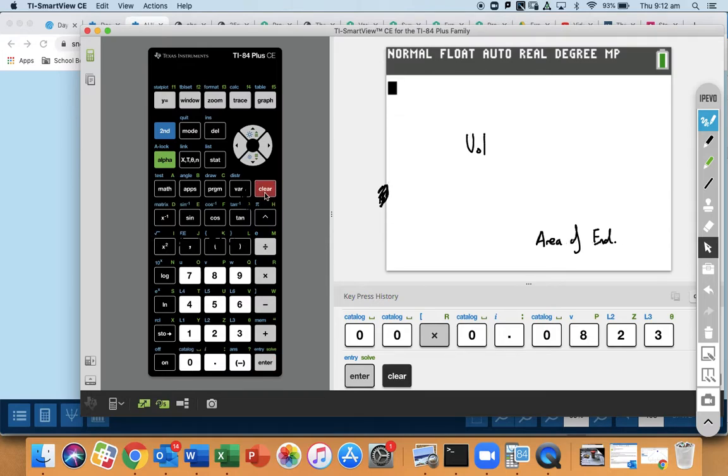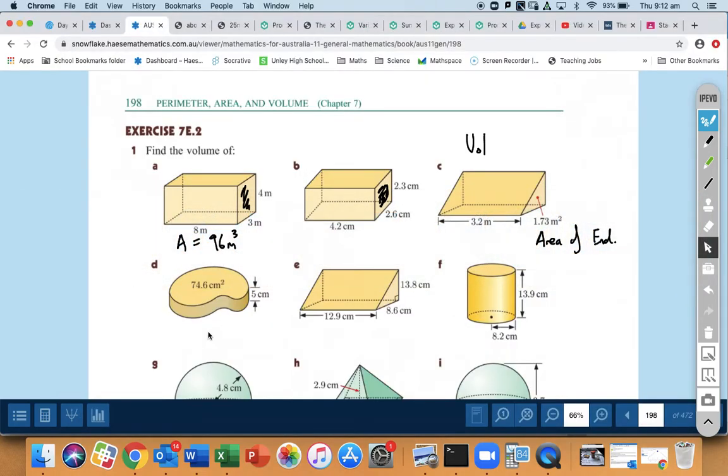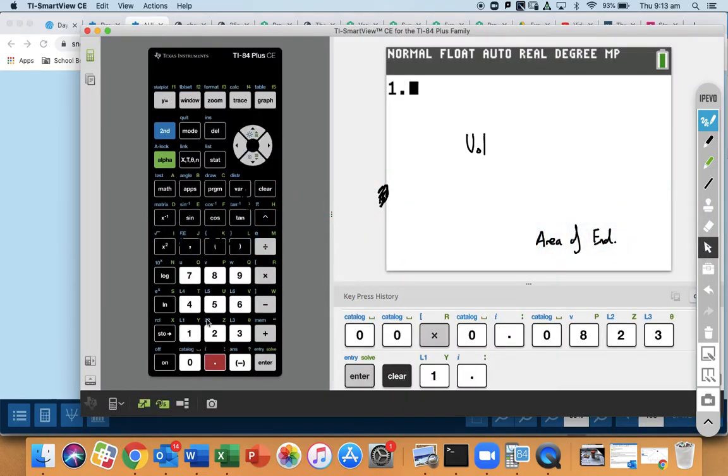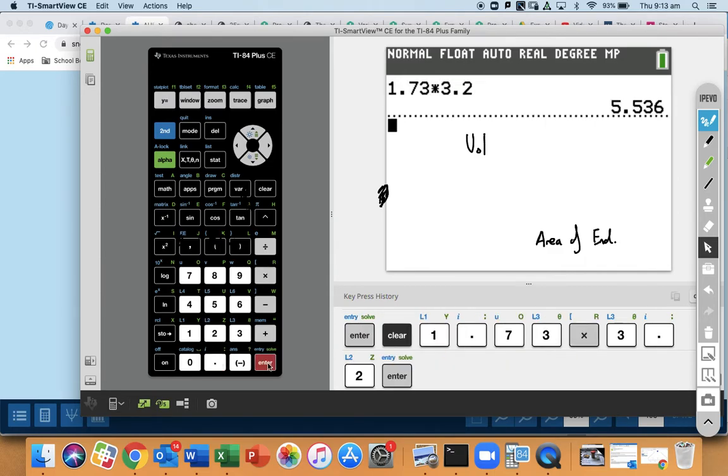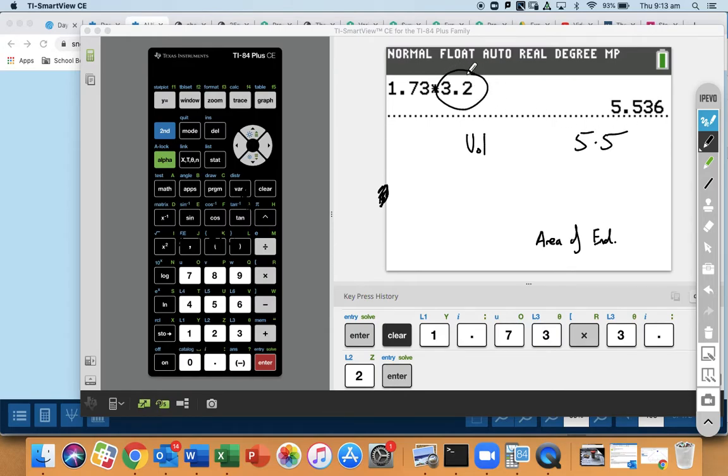I'll just clear this off. What did we say? I need to check the numbers now. 1.73 times 3.2, and that equals 5.536. Now, if we were doing physics, I'd say the answer should be 5.5 because there was only one decimal here. So that's as accurate as we can know our answer to be. So we'll stick to that.